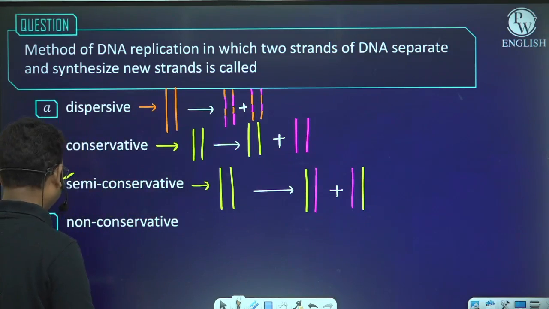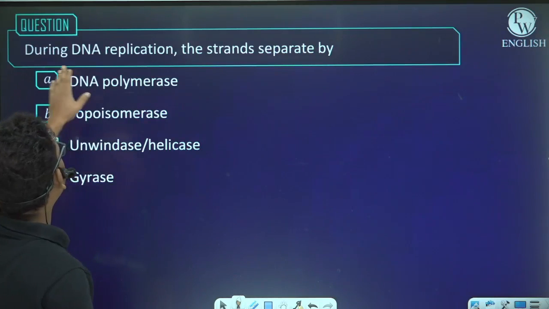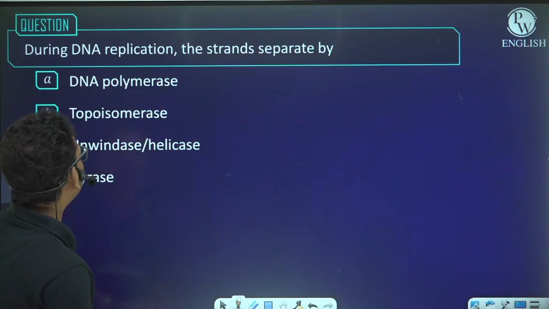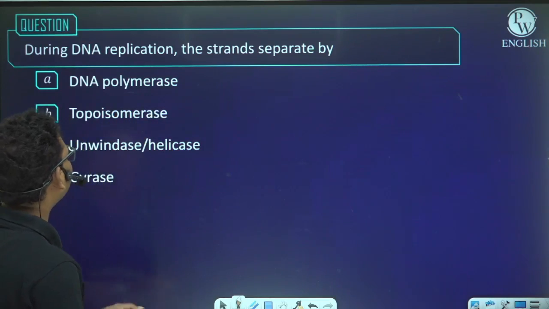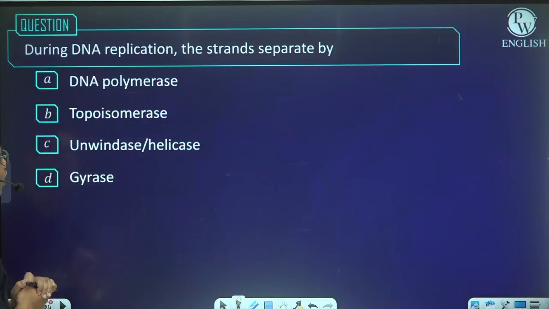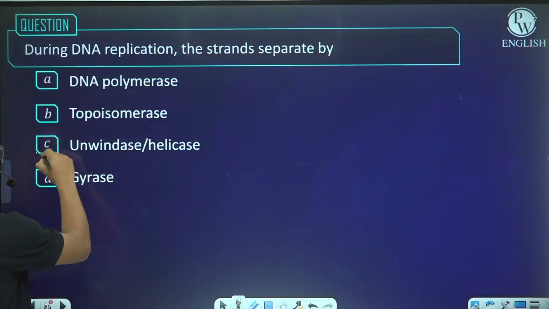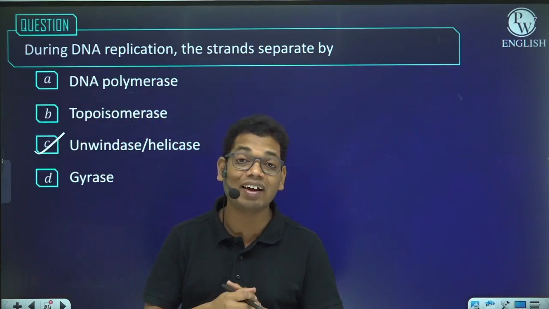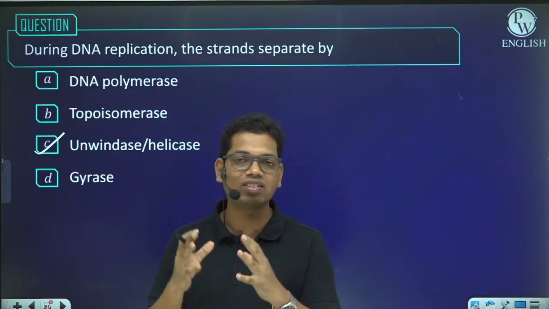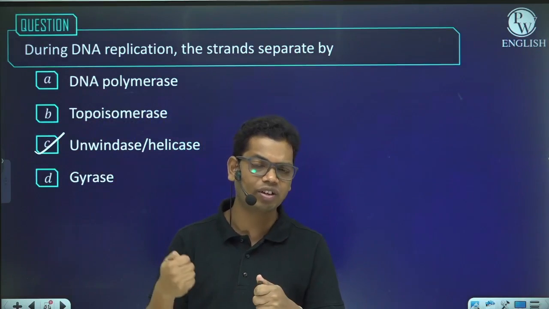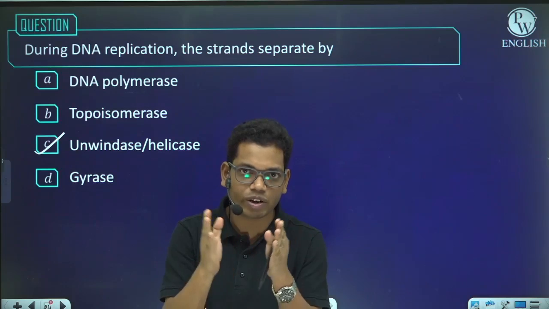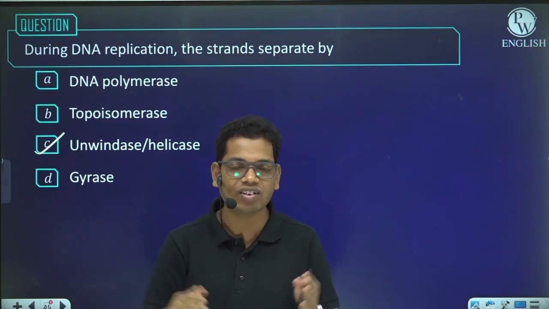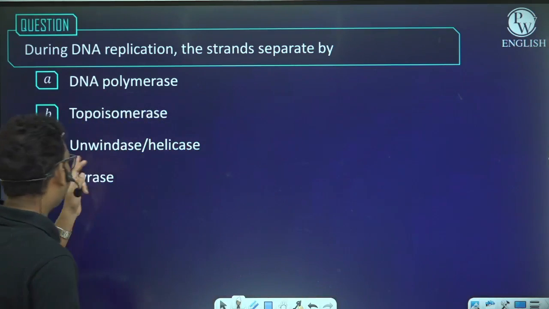Okay. Next, during DNA replication, the strands separate by. Which is responsible for separating these strands? It is the unwindase or helicase. Okay. How does this do? See, this unwindase has ATPase activity. So it will hydrolyze the ATP, and using the energy released from the ATP, it will break the hydrogen bonds present between the two strands. Okay. And once the hydrogen bonds are broken, the two strands will get separated. Okay. So the answer will be unwindase or helicase.